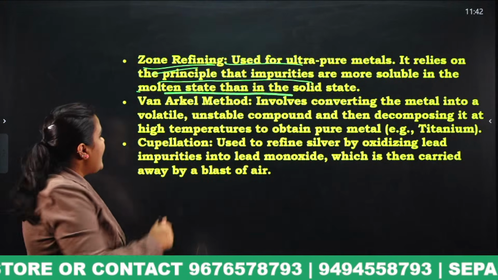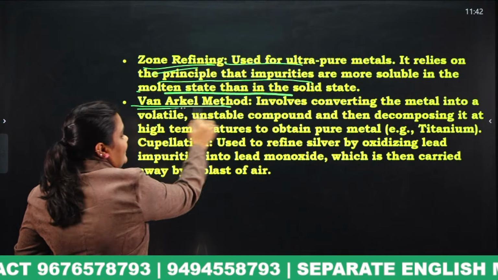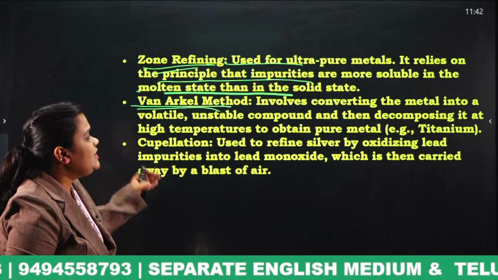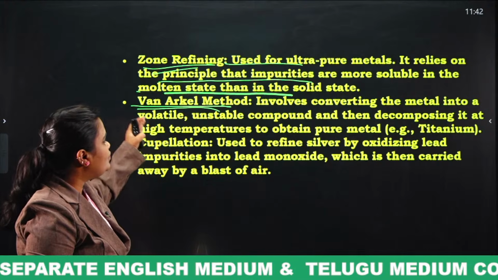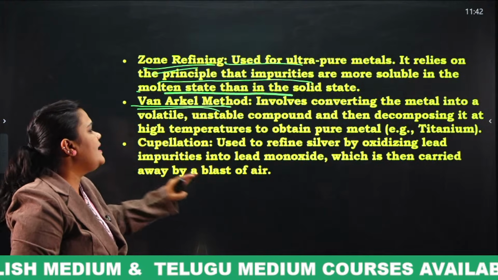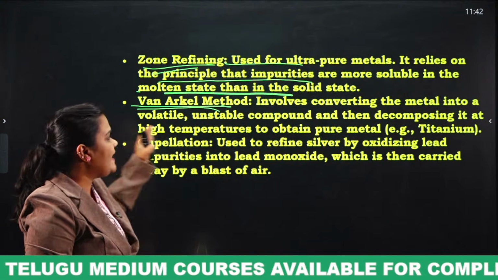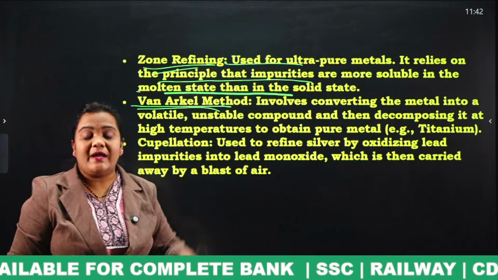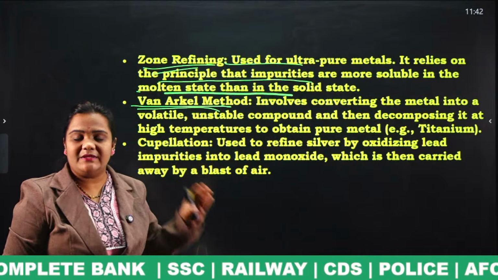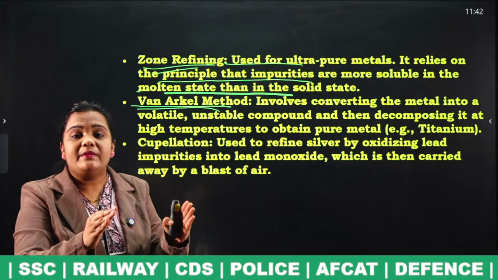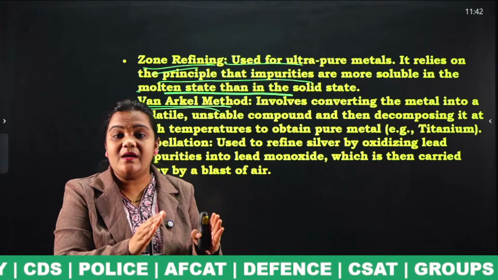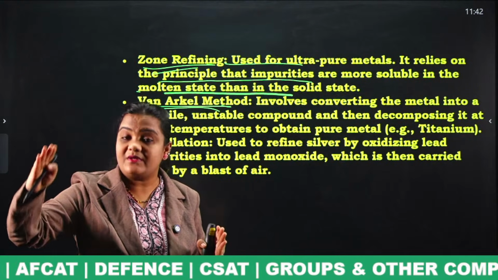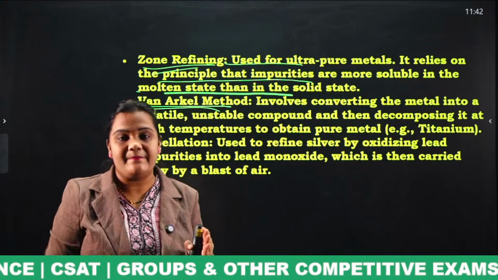Okay. And the next one is the Van Arkel method. Van Arkel involves converting the metal into a volatile unstable compound and decomposing it at high temperature to obtain pure metal. Example, titanium. Okay, what is this actually? The Van Arkel method for titanium: we are heating the titanium with iodine at 550 Kelvin temperature.